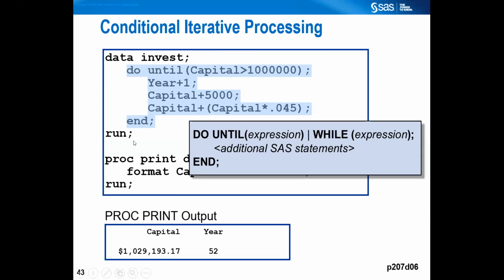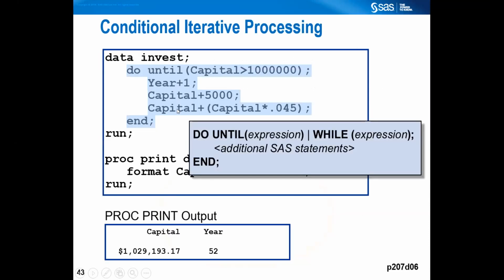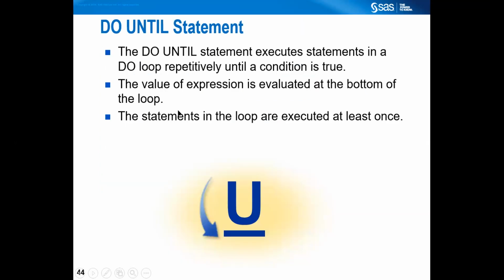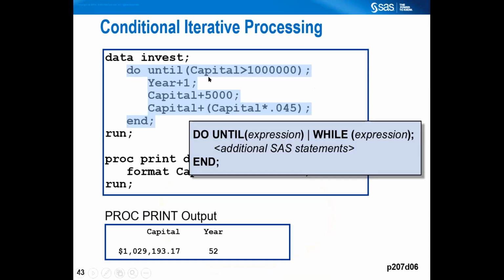Understood? So at the bottom of the loop with until, it will always check this condition. So every statement is getting executed at least once. Fine. So how does this do while work? Do while is exactly opposite to do until. Only the condition which you will be writing is opposite. Do while your capital is less than 1 lakh.